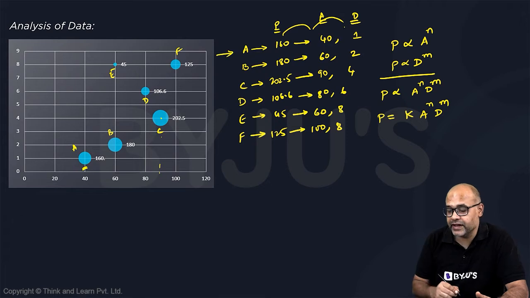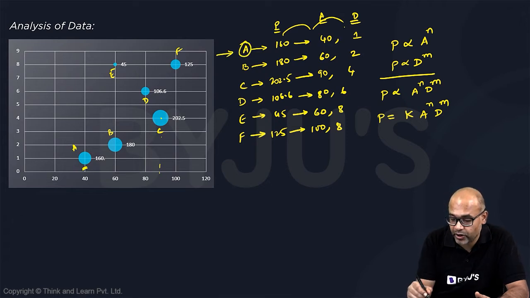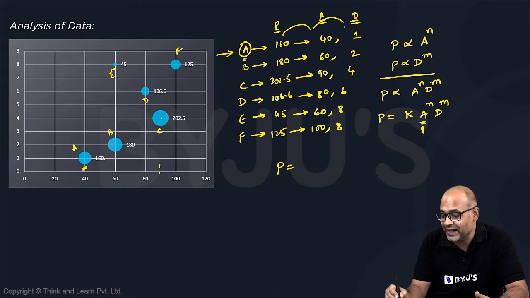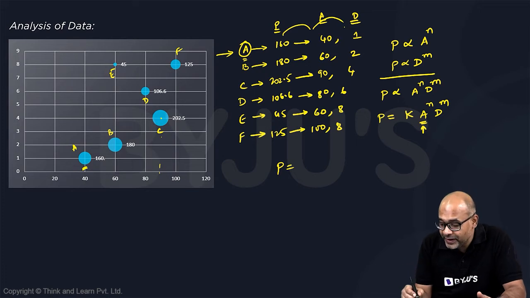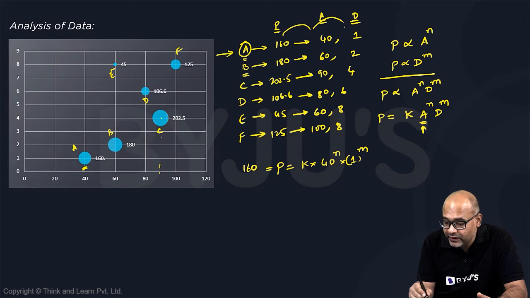Now, let me take the first case, the first plot. By the way, please keep in mind this A and this A are not the same. This is area A, whereas this is plot A. I hope there's no confusion there. So P is K into, now the area of the first plot is 40, so 40 power n, into the distance 1 to the power of m. And what is the price? The price is 160. Using the second equation, 180 is equal to K into 60 power n into 2 power m. Now I will divide these two.